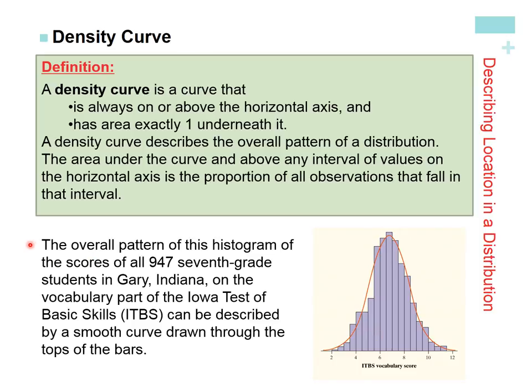So this is just a density curve that's looking at the overall pattern of a histogram of the scores of 947 seventh grade students in Gary, Indiana on the vocabulary part of the Iowa test. I don't know if you guys remember taking the Iowa test in fourth and fifth grade, but the scores on the Iowa test can be described by a smooth curve drawn through the tops of the bars. So this is our density curve right here.